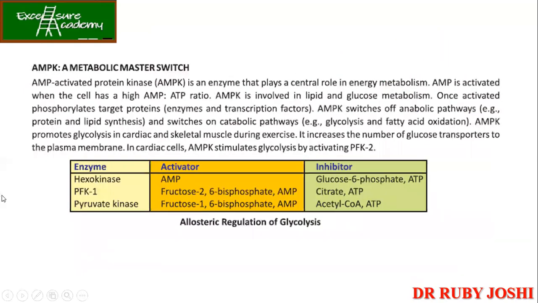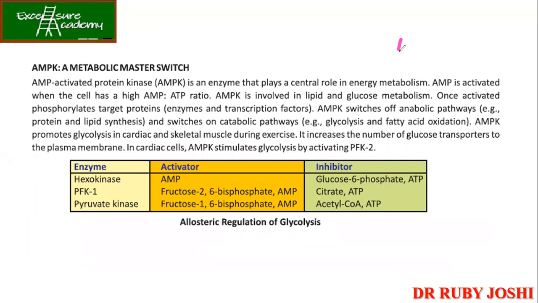So AMPK, a metabolic master switch, okay? So this is the allosteric regulation of glycolysis. अभी तक जो भी हमने डिस्कस किया, so हमने क्या क्या डिस्कस किया? Hexokinase, PFK1 and pyruvate kinase. So AMP activated protein kinase, AMPK. It is an enzyme which plays central role. It is activated when the cell has got high AMP to ATP ratio.